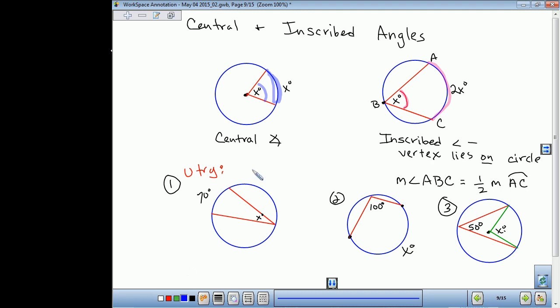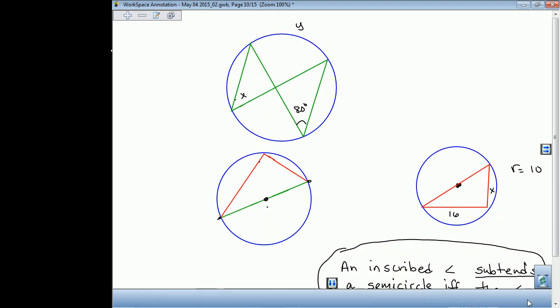What do you guys think about number 1? 35. It's 1/2 the intercepted arc, so it's 35 degrees. Number 2. 200. We're going to double it going backwards. And number 3. 100, because the intercepted arc would have to be 100 degrees, and therefore the central angle is also 100 degrees. Nice job.